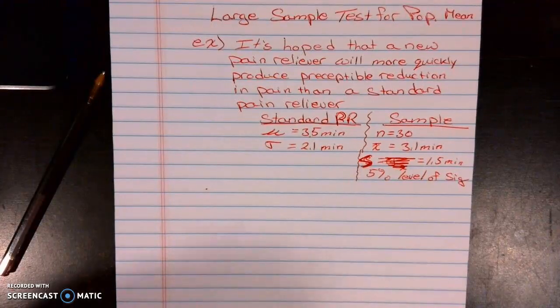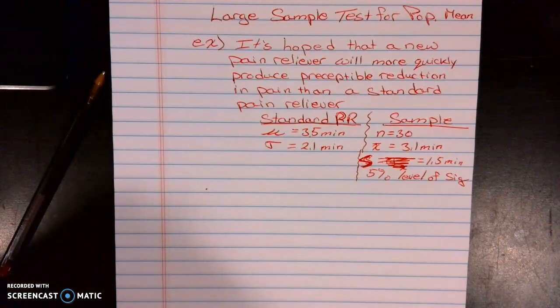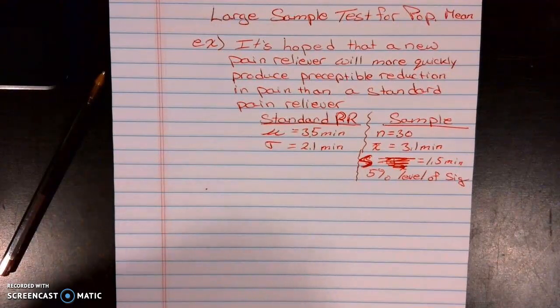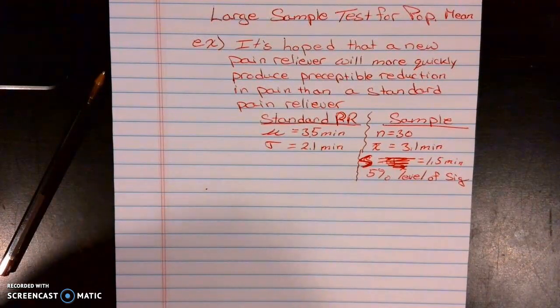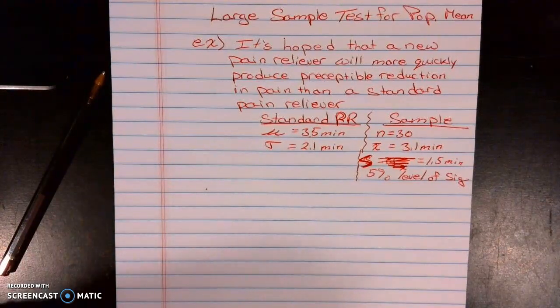Okay, so I'm going to provide just one more example here for 8.2, large sample test for a population mean. The example reads: it's hoped that a new pain reliever will more quickly produce perceptible reduction in pain than a standard pain reliever. So the standard pain reliever takes 3.5 minutes on average. That's the mean to relieve pain, and the standard deviation is 2.1.